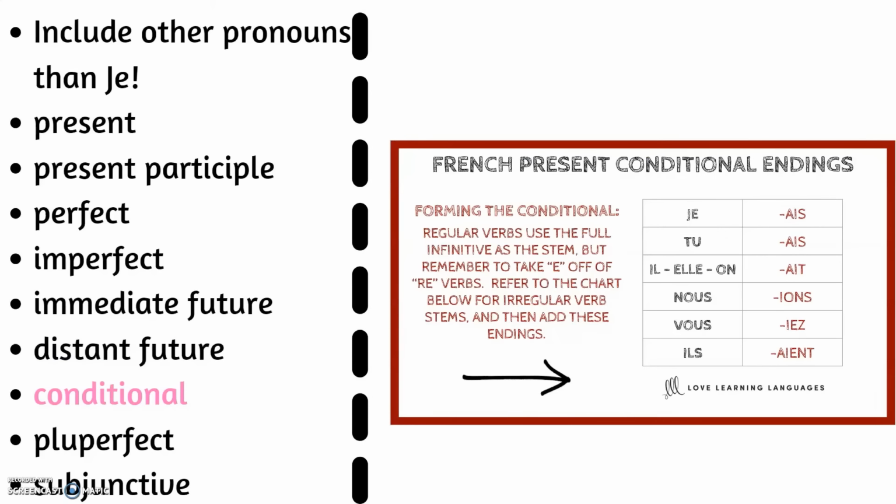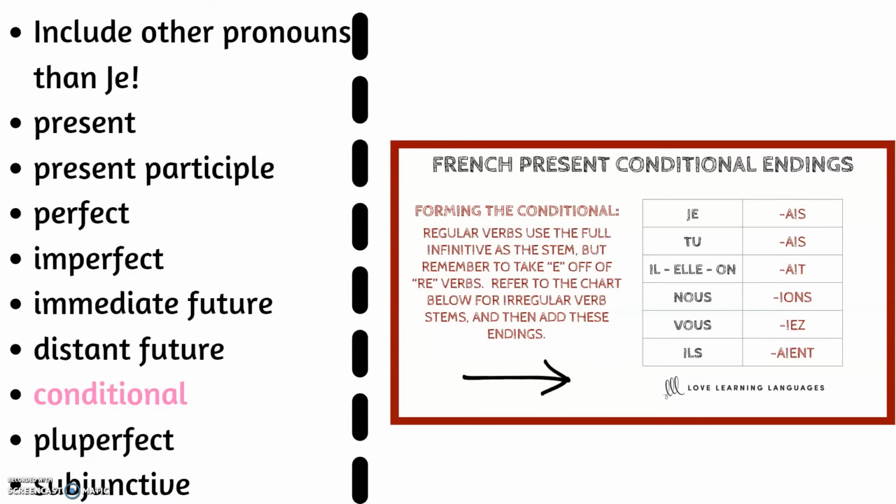Conditional. Now conditional is a very high level tense, and in order to form the conditional you use the full infinitive, sorry. But you take the E off for RE verbs, and then you add the endings which are shown in the table here. As you can see, all the endings seem to be quite similar, so that kind of helps you with your learning a little bit, and especially with speaking, then you can find it easy to sort of form the conditional in your mind.